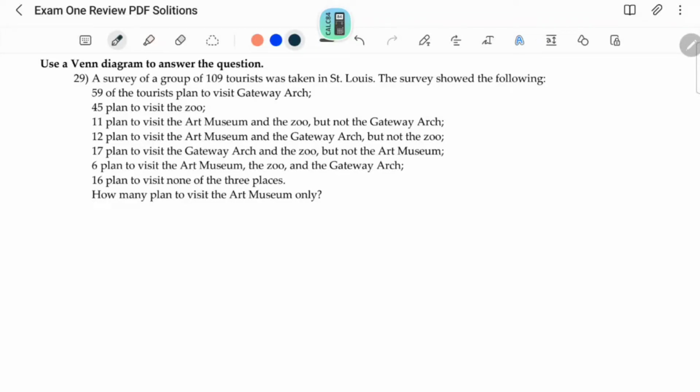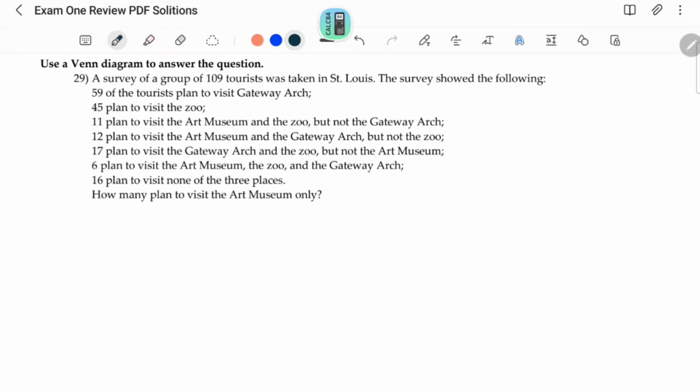All right. This is question number one that I dread doing because it's a Venn diagram question. Use a Venn diagram to answer the following question. A survey of a group of 109 tourists was taken in St. Louis, and they showed the following.